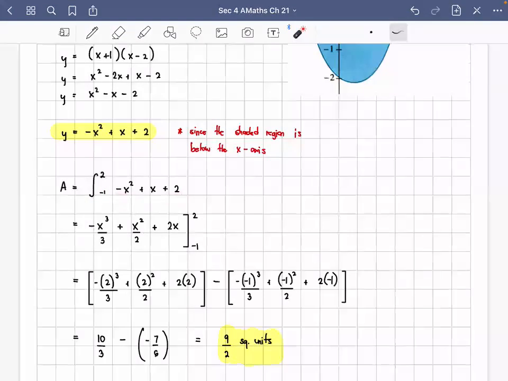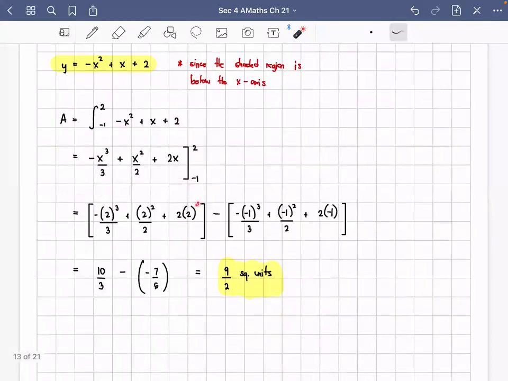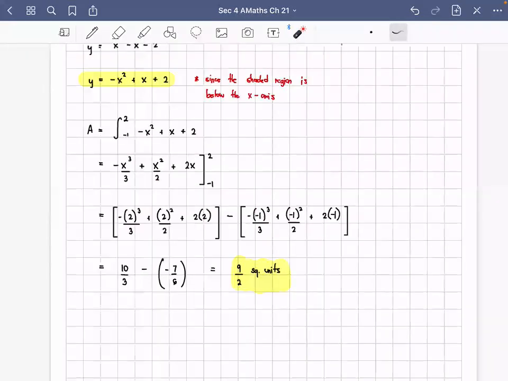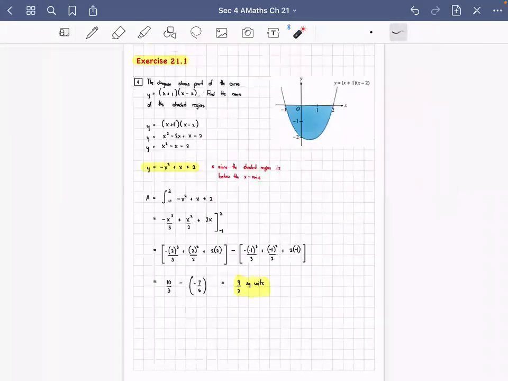We got negative x cubed over 3 plus x squared over 2 and then plus 2x. Let's find the answer for this. This is your upper limit, so we plug in 2, 2, and 2, and then minus your lower limit, so we plug in -1, -1, and -1 here. Evaluating this, we will have 4.5 or 9 over 2 square units. That's the answer for number 4.